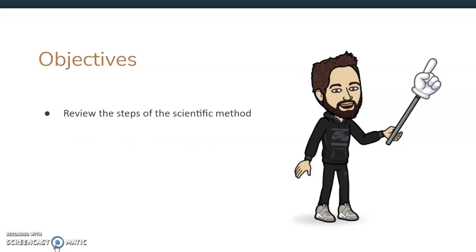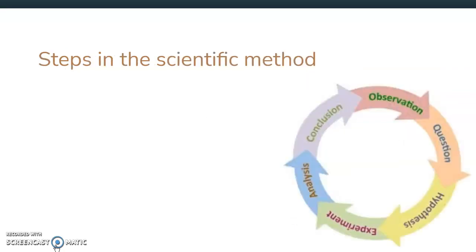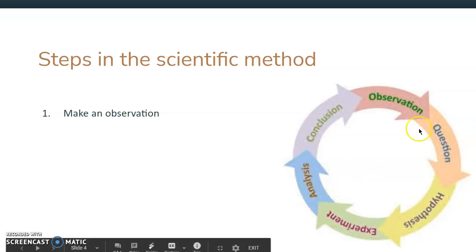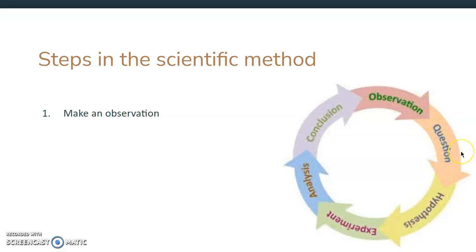Our objectives are to review the steps of the scientific method, brainstorm together, and watch a really cool experiment. The first step in the scientific method is to make an observation. Our circle here does a great job of illustrating how it works. The arrow starts with observation and then goes to question. We want to ask a question after we have an observation.